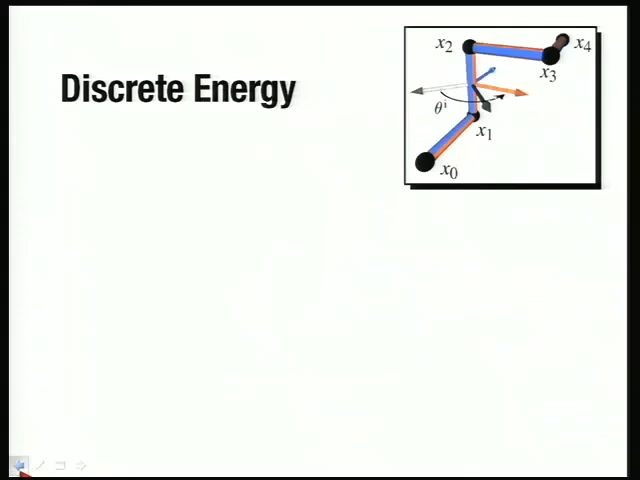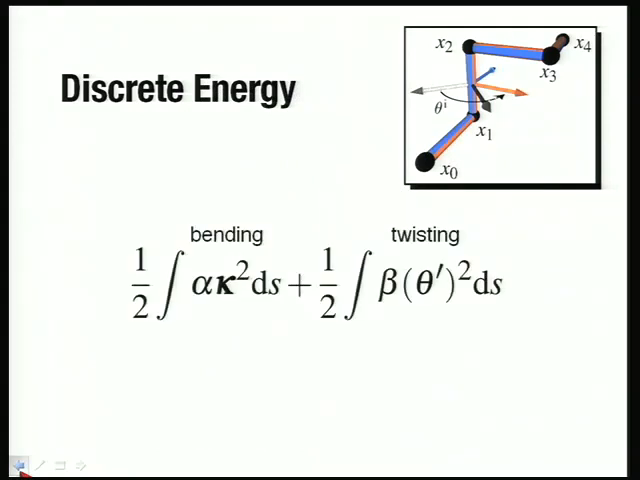So now again, using our discrete set of coordinates, we're able to evaluate the discrete version of the energy. And we do this by taking the continuous quantity, in this case the arc length derivative of the angle, and replacing it by this difference of angles between two consecutive edges. And again, you see that the twisting energy takes on this very simple form.